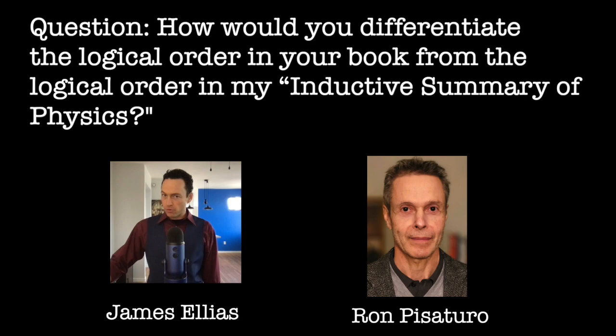What are the similarities and differences between your logical order in a validation of knowledge and the way I order things in the inductive summary of physics? What are some similarities and differences?